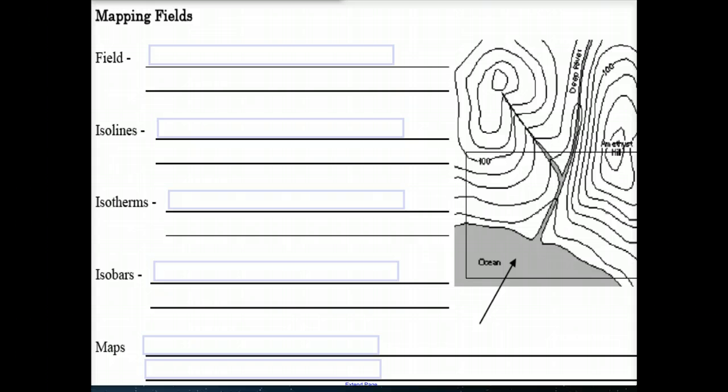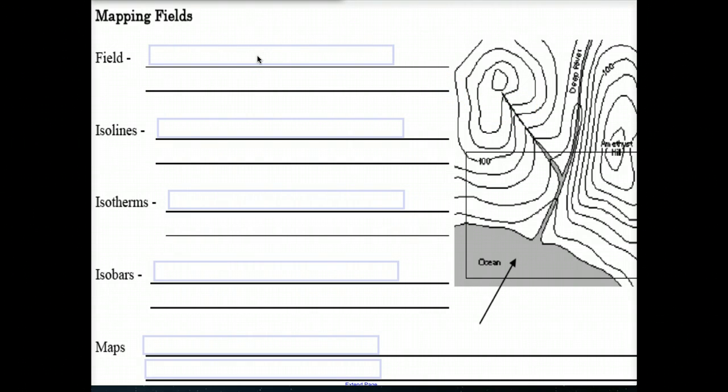Lots of these maps you may have seen before if you've ever been hiking or camping, but these are called topographic maps, and these are going to be very critical in learning a lot about an area, and they don't necessarily just show you elevation; they can show you other things.